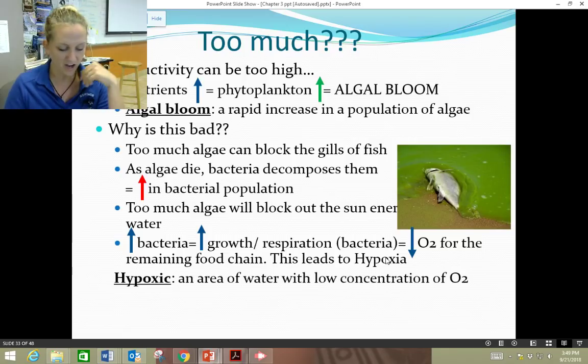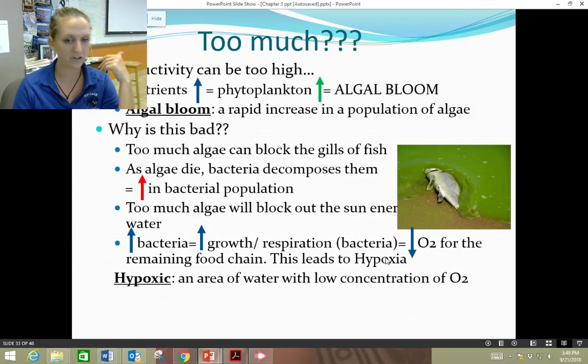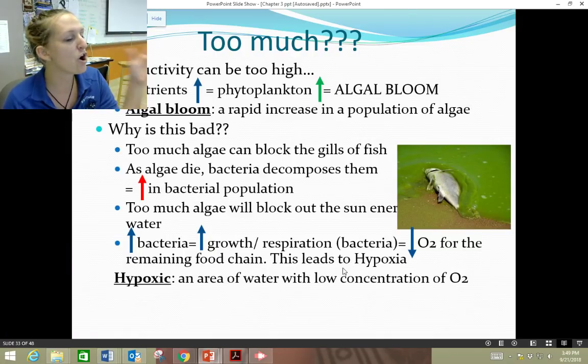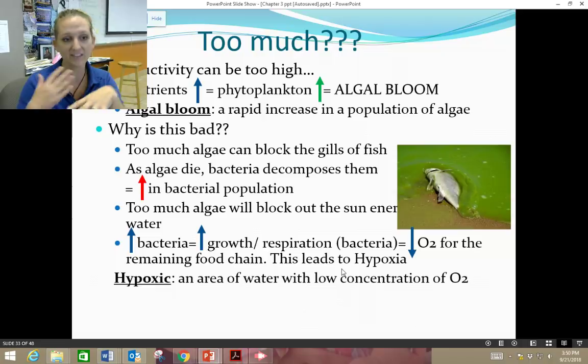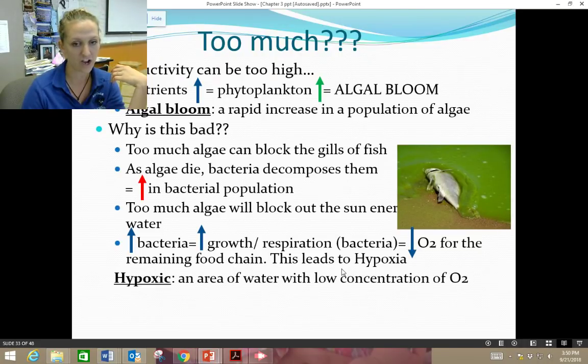Respiration requires oxygen. That's why we have to have oxygen. All living things have to have oxygen because they have to do cellular respiration. The bacteria are going to use up so much oxygen that's there so that they can break this down and they can decompose and do their job.